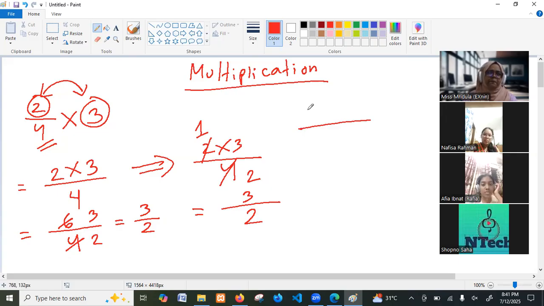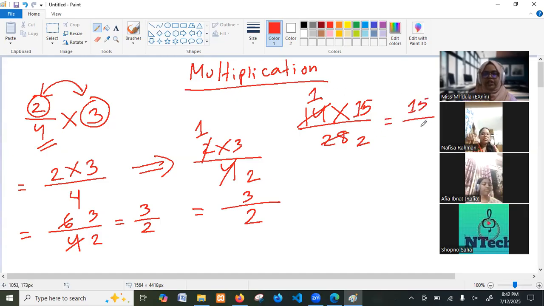But in some cases, multiplications are like this: 14 multiplied by 15 over 28. Okay, so in this case, we can understand that 14 and 28 both can be divisible by 14. So I can simply write here 1 times and I write here 2 times, and then I can carry the 15, 1 time is 15 and 2 is 2.